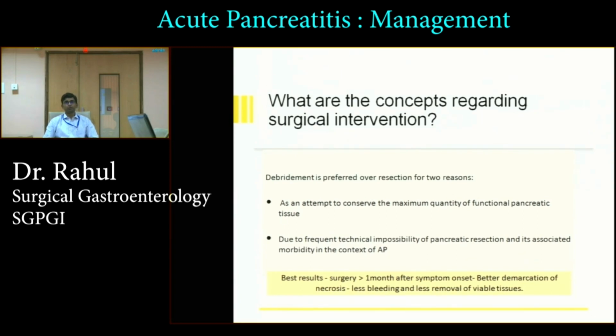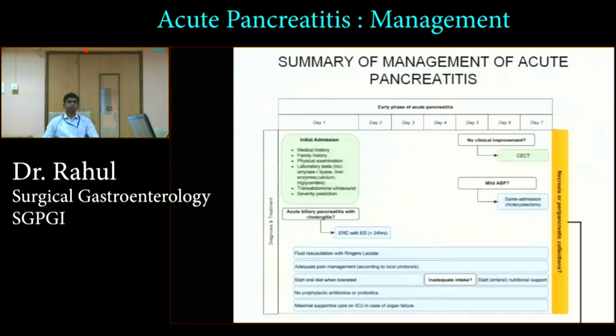The concept behind surgical intervention is we should delay the surgery as much as possible, at least beyond 1 month, and it should be conservative while doing a pancreatic necrosectomy. We should not try to remove the viable pancreas from the pancreatic bed. Next. So this is a summary of management of acute pancreatitis, which I would like to summarize with.